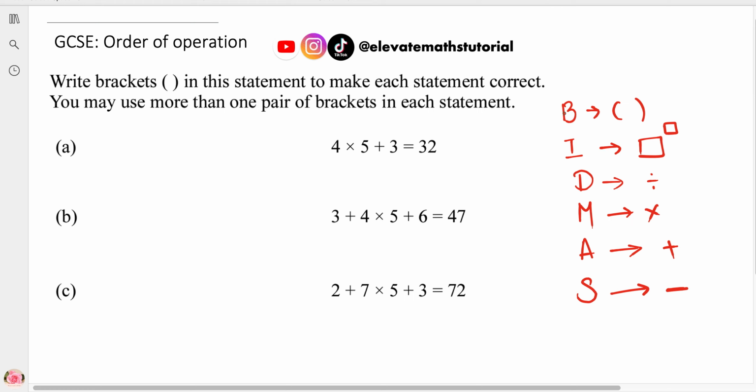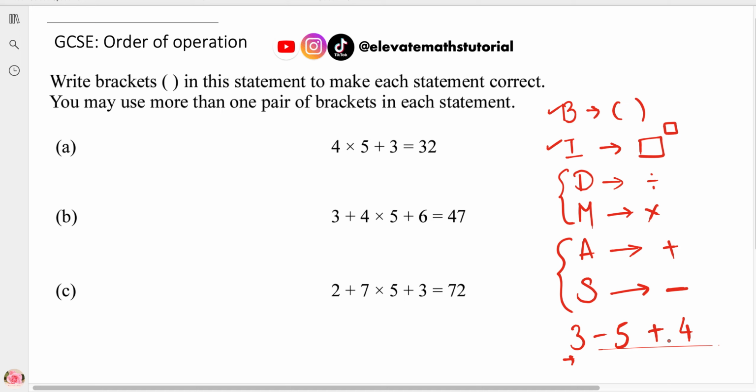Now, the order here is you always start with brackets. You always do the indices next. Division and multiplication, you read the question from left to right and you do it in that order. And then addition and subtraction, you read the question from left to right and you do that in that order. So if it's 3 minus 5 plus 4, you will read it from left to right and you will just do 3 minus 5. So what's the answer to that? That's going to be minus 2. Minus 2 plus 4, that's going to be plus 2. So you would read it in that order.